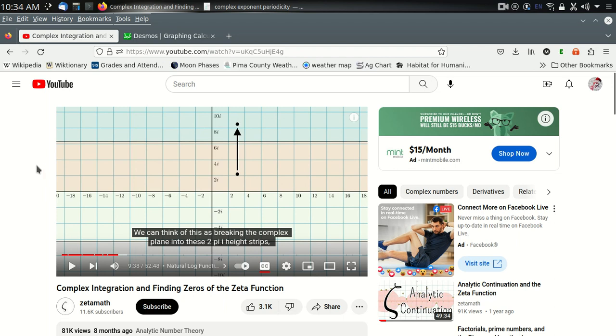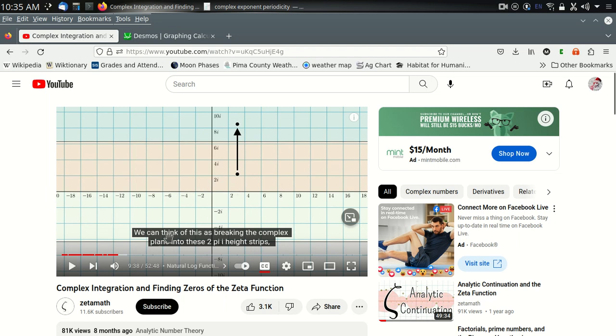Alright, I saw this yesterday, and I found it disturbing. Okay, so he's talking about finding zeros of the Riemann zeta function. And there's this point where he's talking about imaginary exponents.